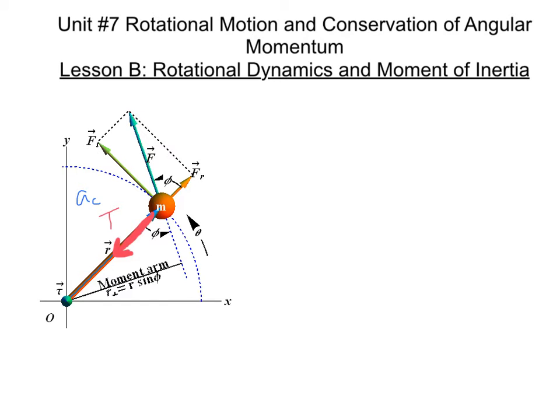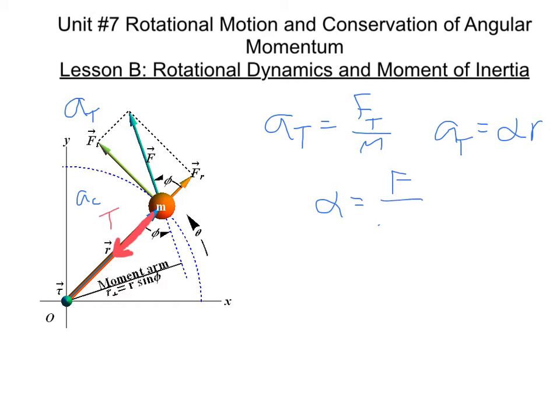But this particle is also subjected to a force that changes the speed of the particle. This force causes a tangential acceleration. So it's this tangential force that causes this tangential acceleration in a direction tangent to the arc. If we apply Newton's second law to that direction tangent to the circle, then that tangential acceleration is equal to that tangential force over the mass. Now, the tangential and angular accelerations are related by a_t equals alpha r, so that if we equate these two equations, we can rewrite them as alpha equals F over mr.